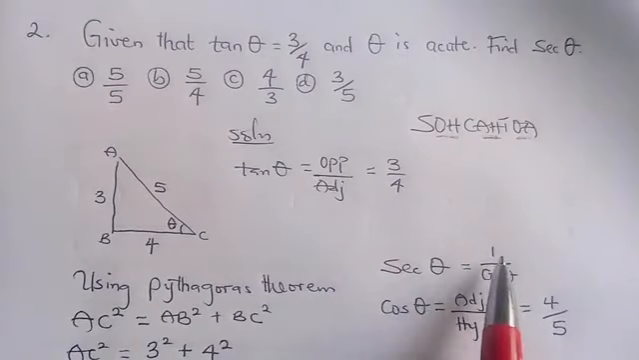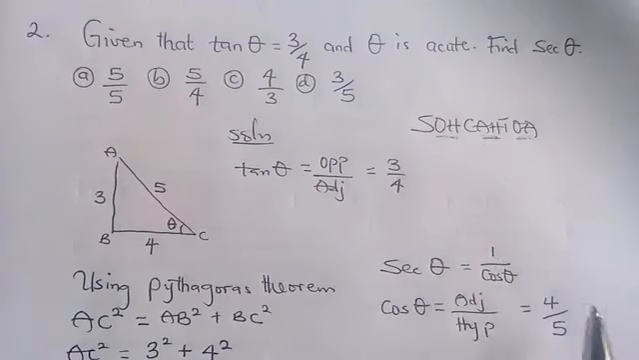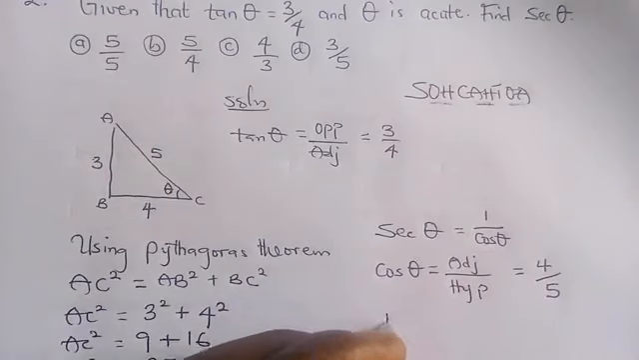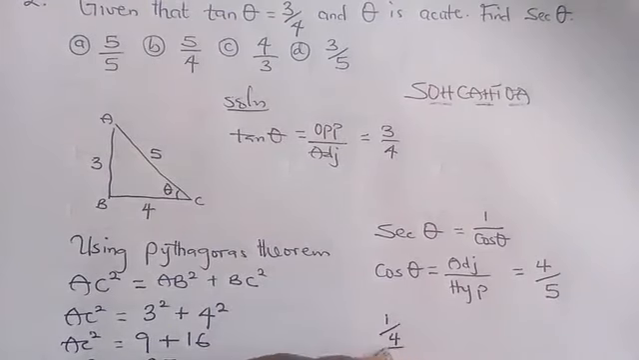But it is sec theta we were asked to find. And sec theta is equal to the inverse of cos theta. That is 1 over cos theta. So if cos theta is equal to 4 over 5, inverting this, we are going to have 5 over 4. That is 1 over 4 over 5.